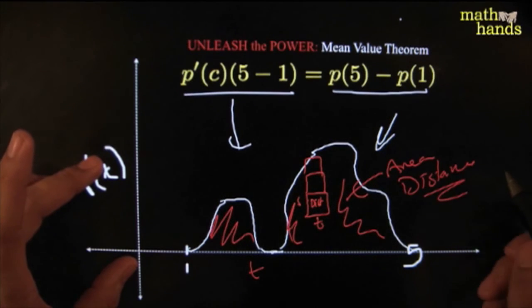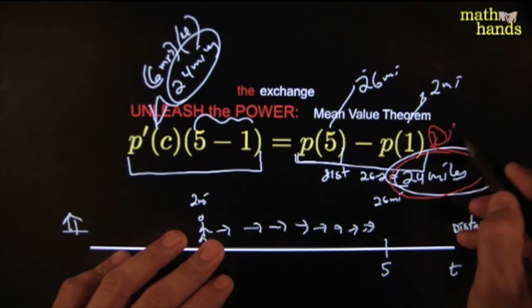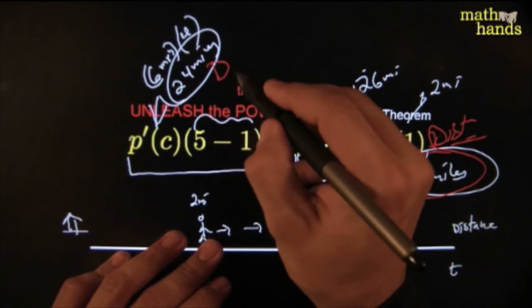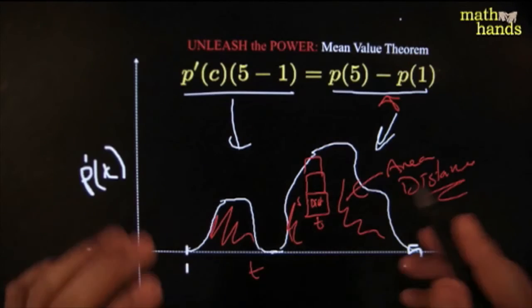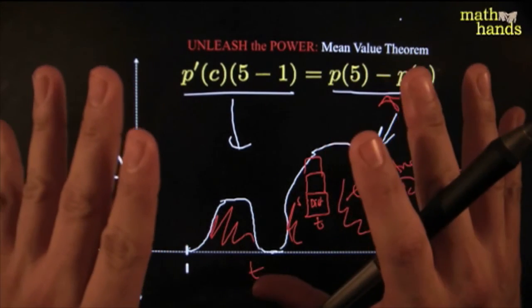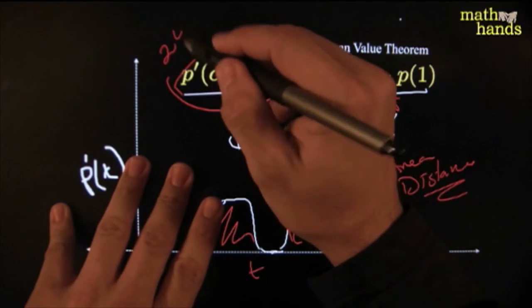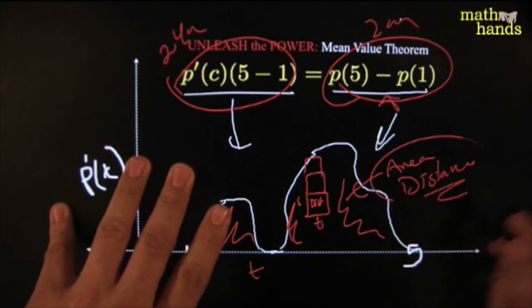But wait a minute, what was that over there? What did we just calculate? That was the distance traveled. But wait a minute, what did we calculate over here? Oh, that was the distance traveled. They're all the distance traveled. Whoa. Easy. Every one of these quantities is the distance traveled. 24 miles. This is 24 miles. And this is 24 miles.